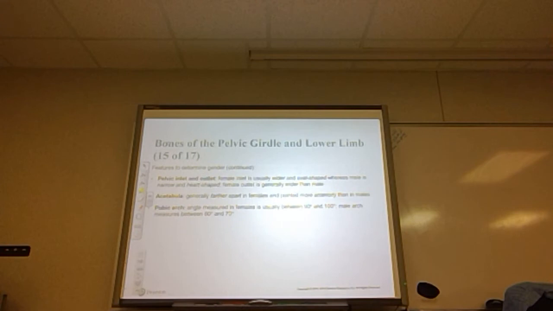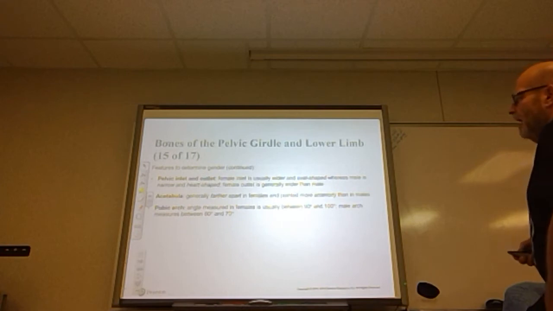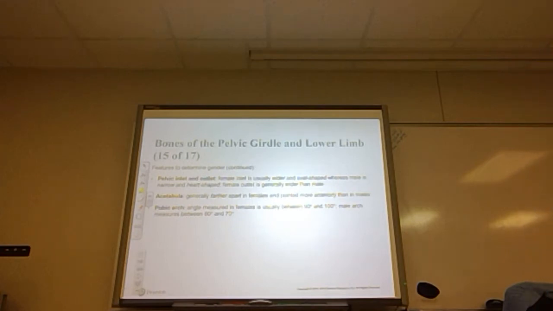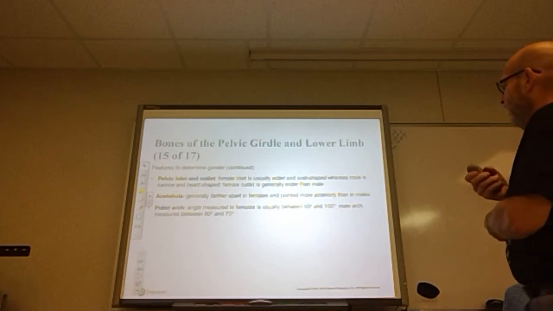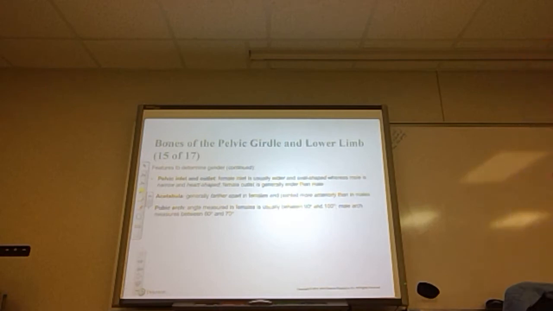The pelvic inlet and outlet. Females' inlet is wider and oval shaped, whereas males' is narrow and heart shaped. The female outlet is generally wider than males'. The acetabulae are generally further apart in females and pointed more anteriorly than in males. And the pubic arch angle measured in females is between 90 and 100 degrees, whereas in males it is between 60 and 70.